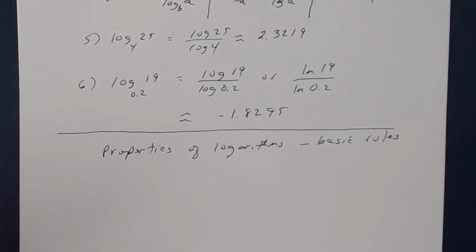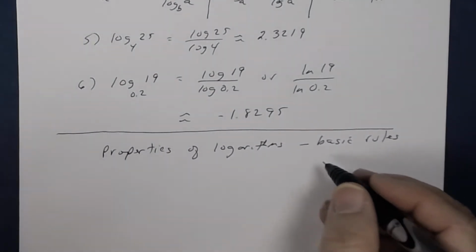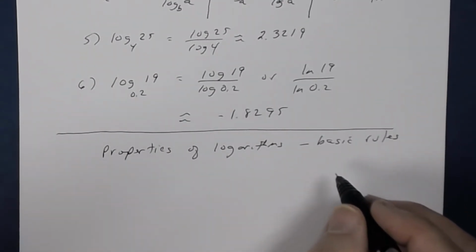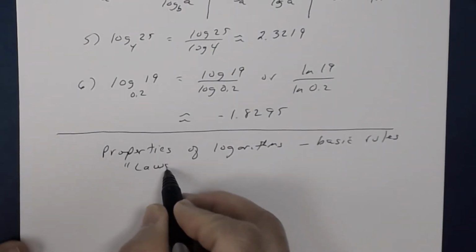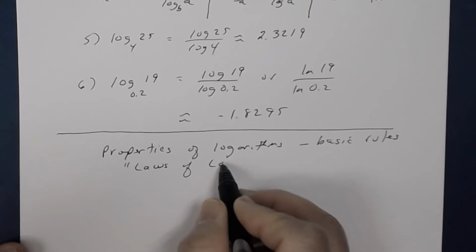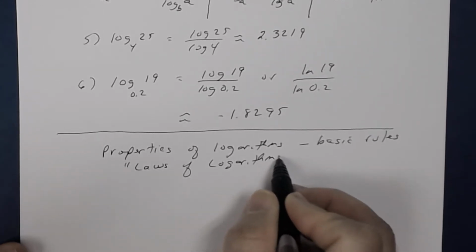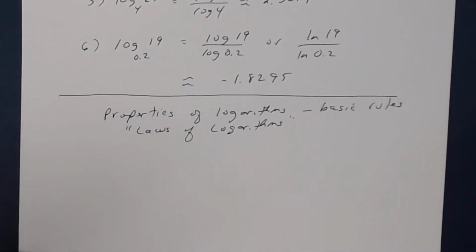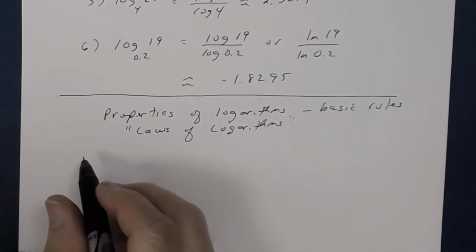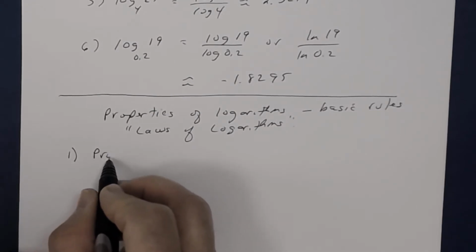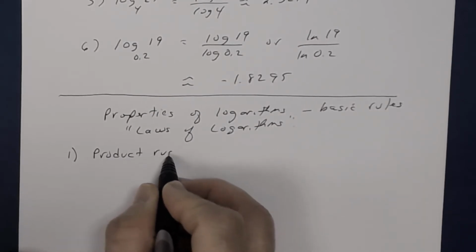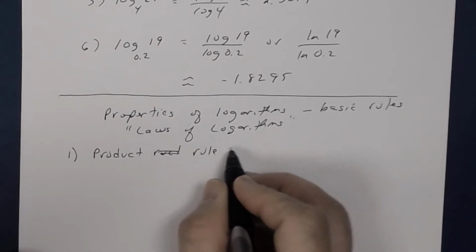All right. So the first one is called, and sometimes some textbooks will call them laws of logarithms. So properties of logarithms, laws of logarithms, depends on your textbook. All right. So the first one is called the product rule for logarithms.